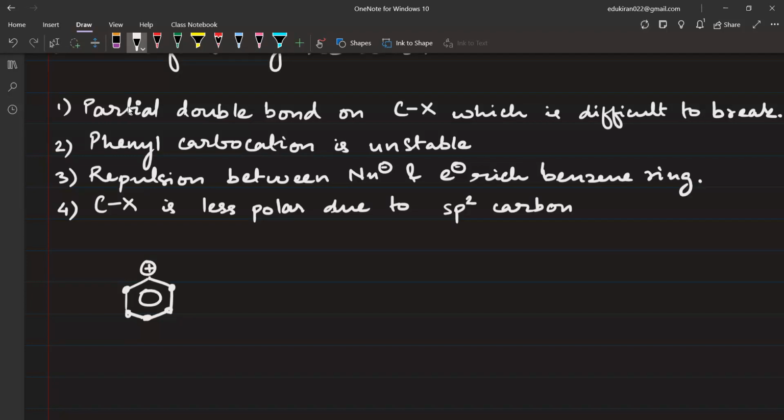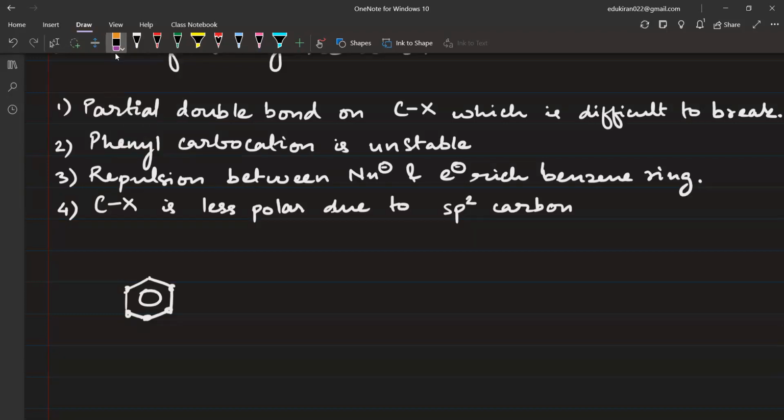Now this positive charge is attached with sp2 carbon atoms, and sp2 carbon atoms are more electronegative. They will pull the electron density, making the partial positive charge even more partial positive. So charge density will increase and it will become very unstable. So even if you break it, the phenyl carbocation is very unstable. So they will say, okay, fine, don't break it.